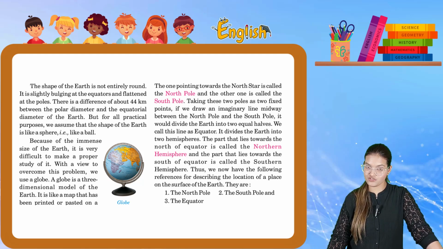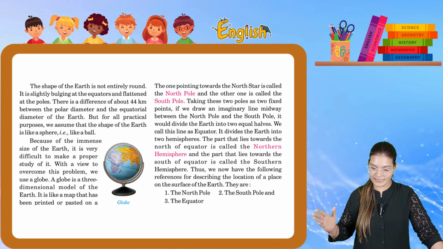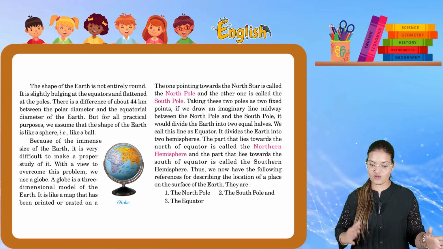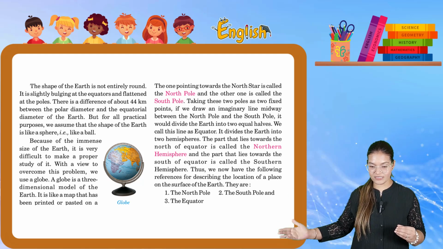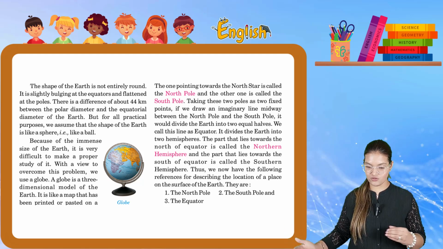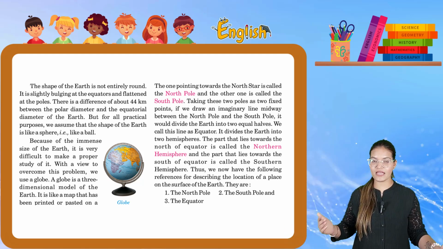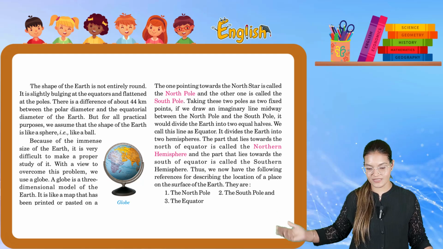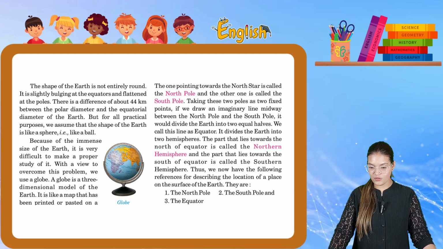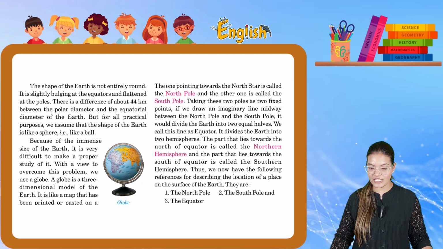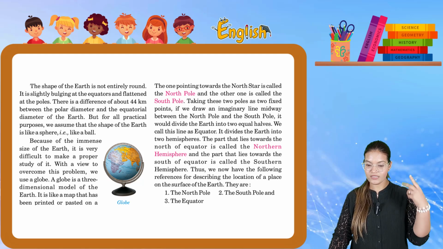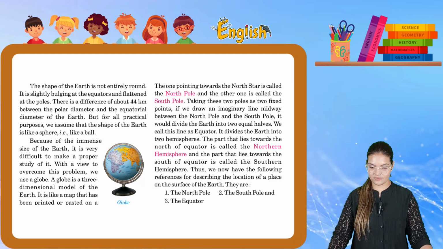You can see a picture of the globe also in your book. It divides the earth into two hemispheres. The part that lies toward the north of the equator is called the northern hemisphere and the part that lies toward the south of the equator is called the southern hemisphere. So we now have the following references for describing the location of a place on the surface of the earth: the North Pole, the South Pole and the equator.